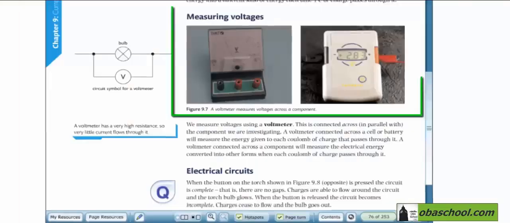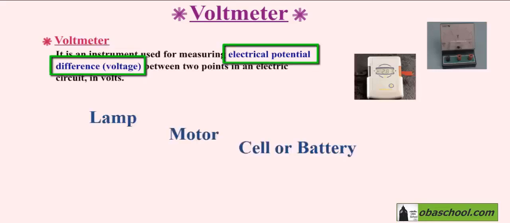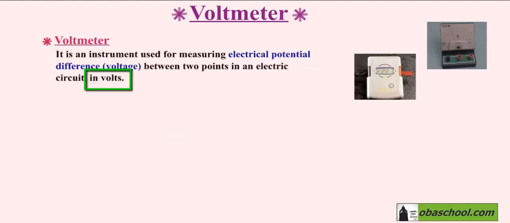The next device is called the voltmeter. It is an instrument used for measuring electrical potential difference or voltage between 2 points in an electric circuit in volts. You can see how it looks like in the pictures. It measures the voltage in lamps, motors, or batteries in volts.